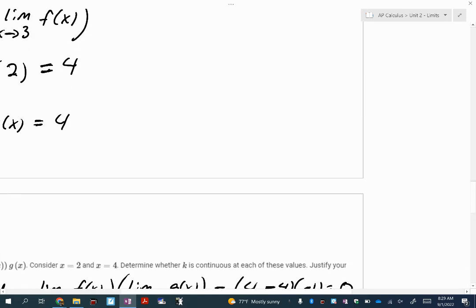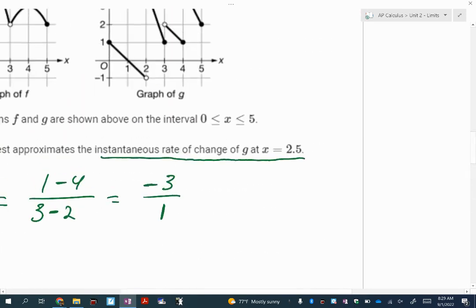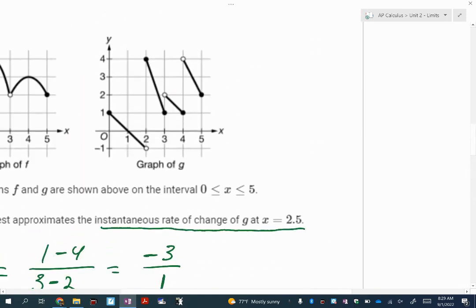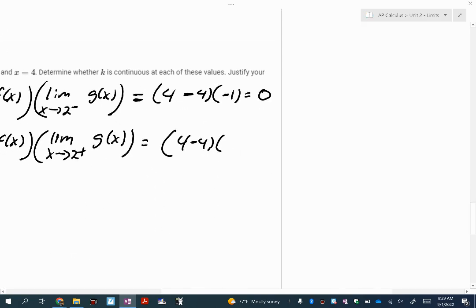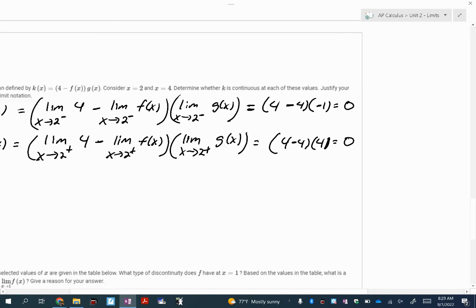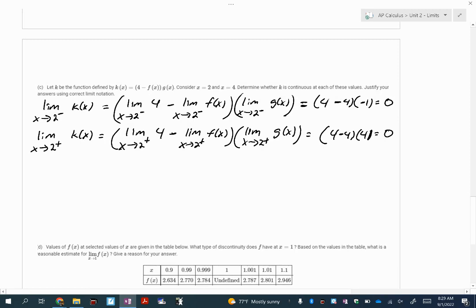And then I'm going to find the limit as x approaches 2 from the right of g of x, which is 4. Now I know that's different, but you'll notice that with our algebra, because we have 0 in that first parentheses, it actually doesn't matter that the value for g was different. So 0 times 4 is still 0. So these match. And so what this tells us is that the limit as x approaches 2 of k of x is equal to 0.